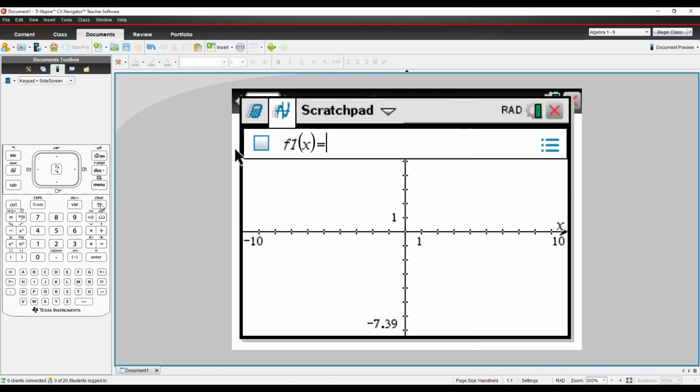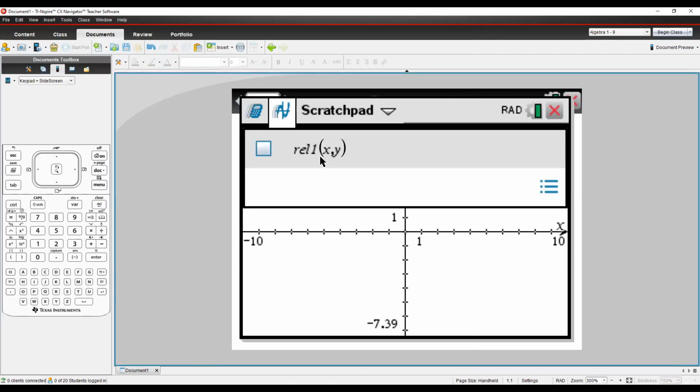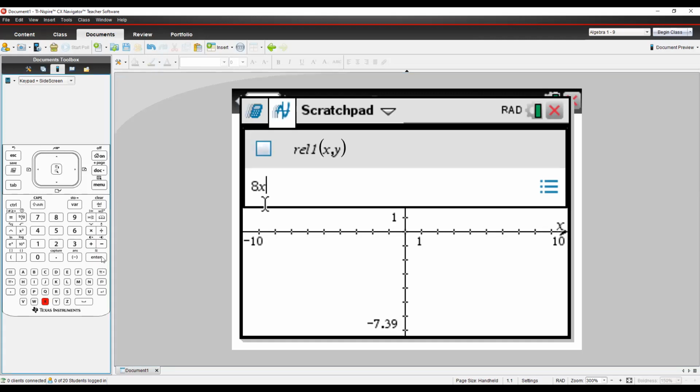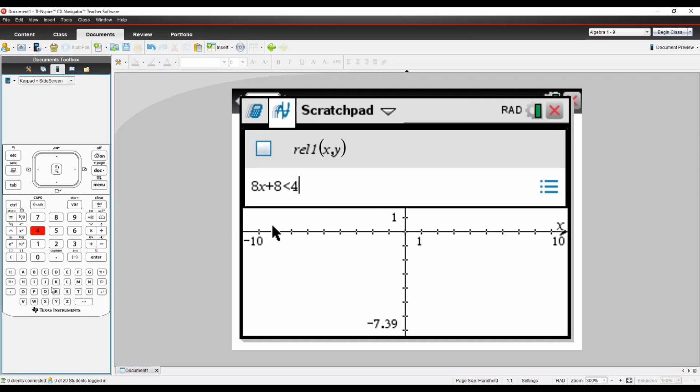The way I do that is, if you delete the equal sign down at the bottom, option number 6 is called relation. Once you do that, you're going to see this REL1. All you have to do is key in the entire inequality. Watch how I do it. Again, you can only graph x's and y's, so in this case we're going to use x. It's going to be 8x plus 8 is less than 4x minus 9. Then I press enter.